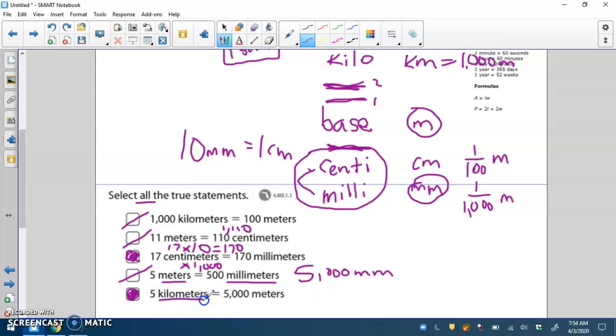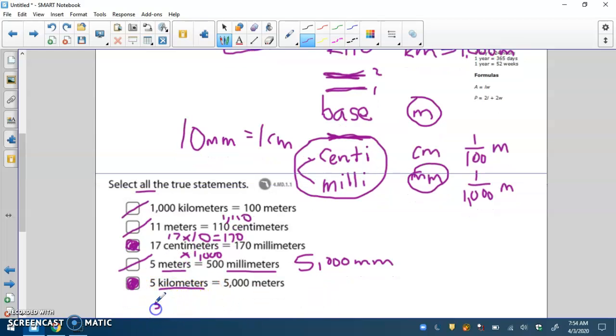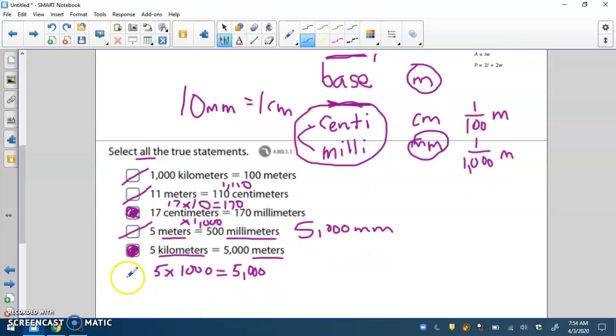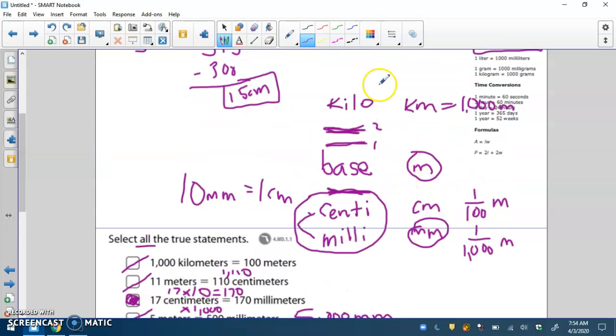5 kilometers, we're going to need to multiply 5 times 1,000 because kilo means 1,000. 5 times 1,000 is equal to 5,000. Meters makes sense. It's 1, 2, 3 steps away in your chart. So 5 kilometers is equal to 5,000 meters. I'd like you to practice making this chart. It's going to really help you out seeing which ones are 10 and 100 times as more or 100 times less.